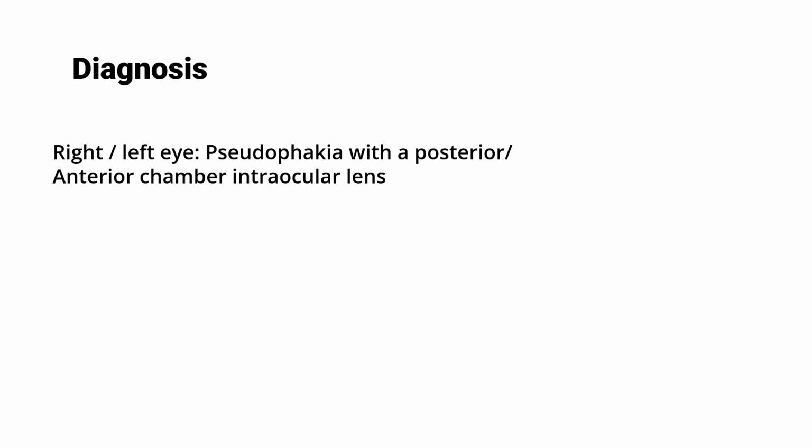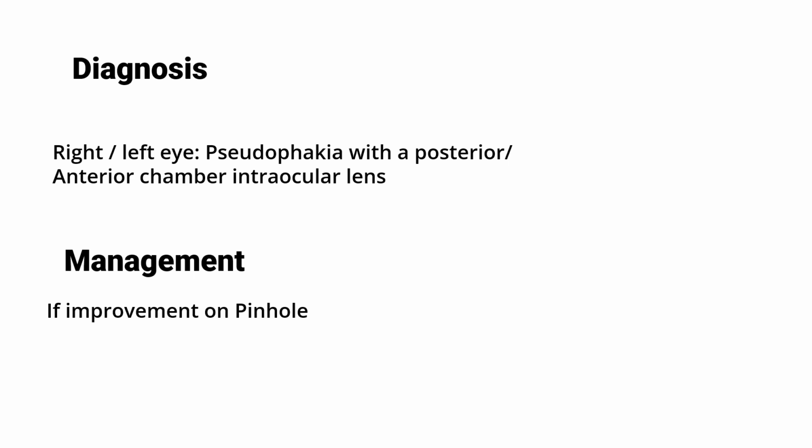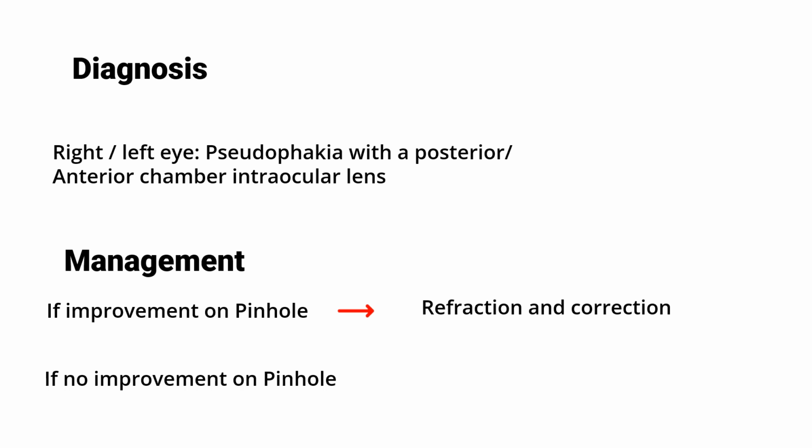Any lens in front of the iris is in the anterior chamber; behind the iris is the posterior chamber intraocular lens. So what is the management? In this case, if you present it as pseudophakia, you will definitely be asked what the management is. If the vision was not 6/6, but it improved on pinhole, you will say I would want to do refraction correction, right?